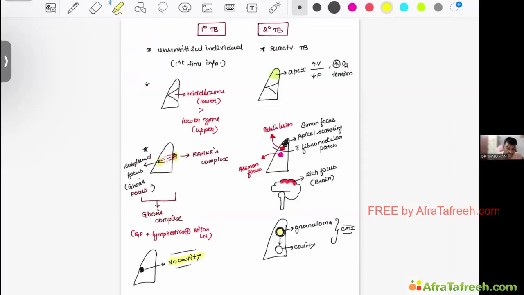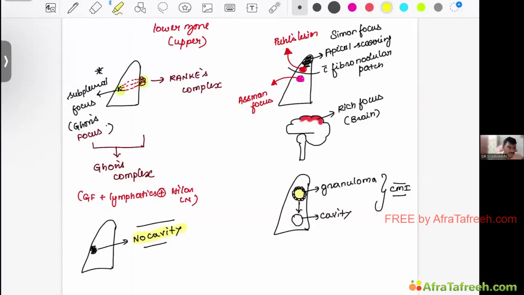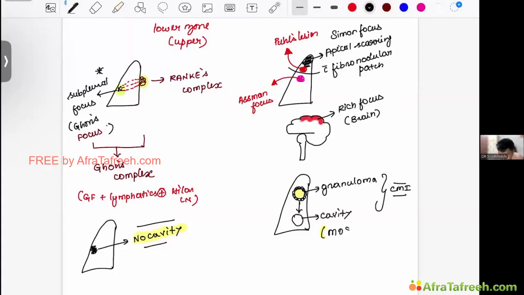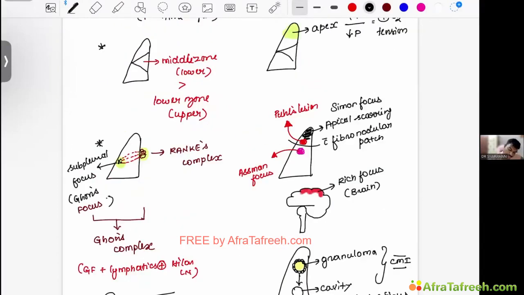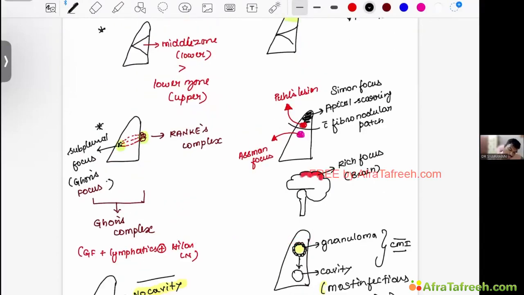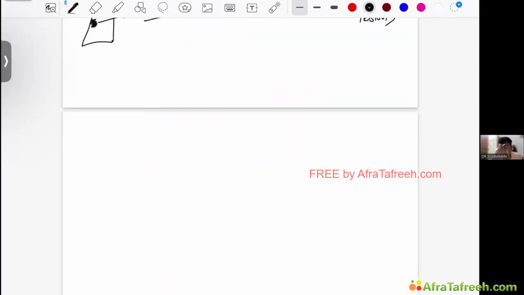What will happen because of cell-mediated immunity? I will explain it later. For the time being, write this. This cavity is the most infectious lesion. I will tell you how much bacteria is present, but for the time being, write it as most infectious lesion.